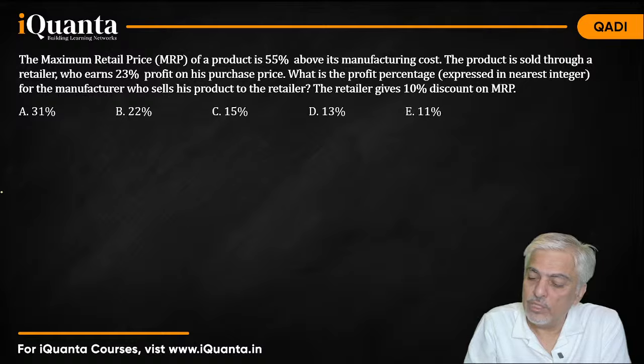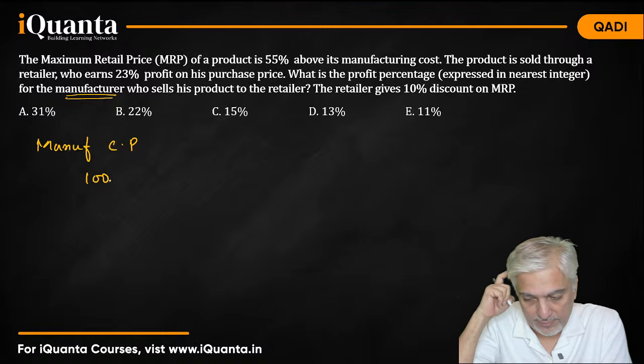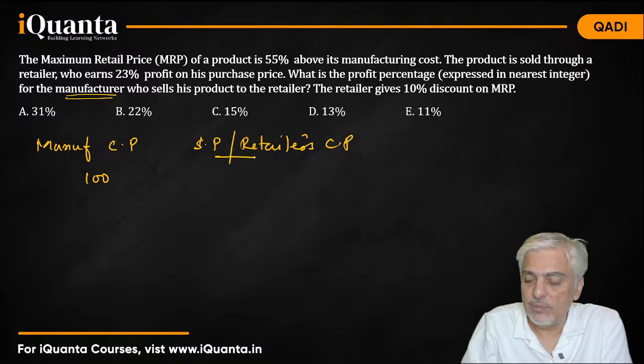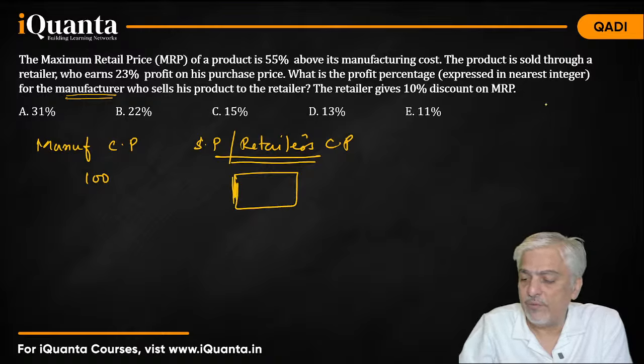We want to find the profit percentage for the manufacturer. So, manufacturer cost price: if I start with 100, his selling price will be the retailer's cost price. So we need to get to the retailer's cost price. MRP 155, so at the end we will take it, it's not needed right now.